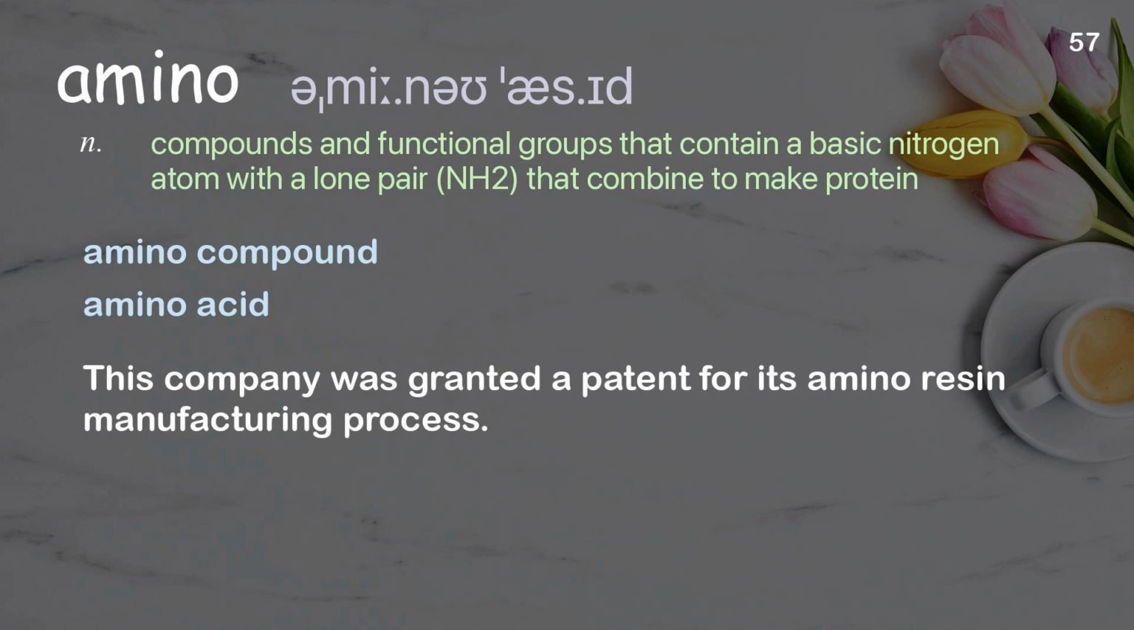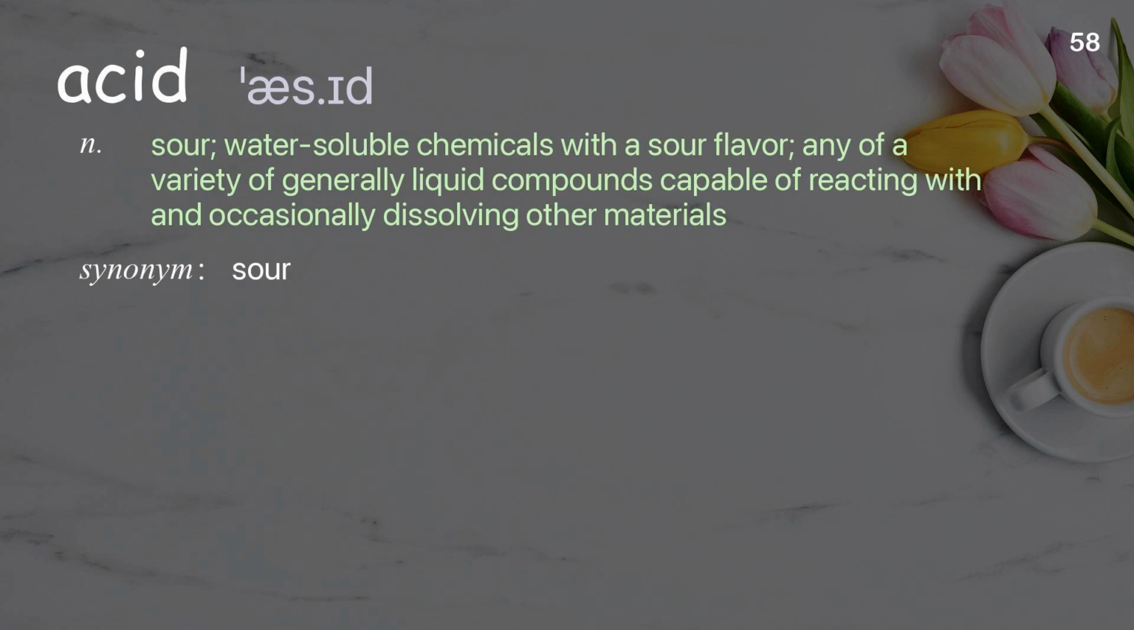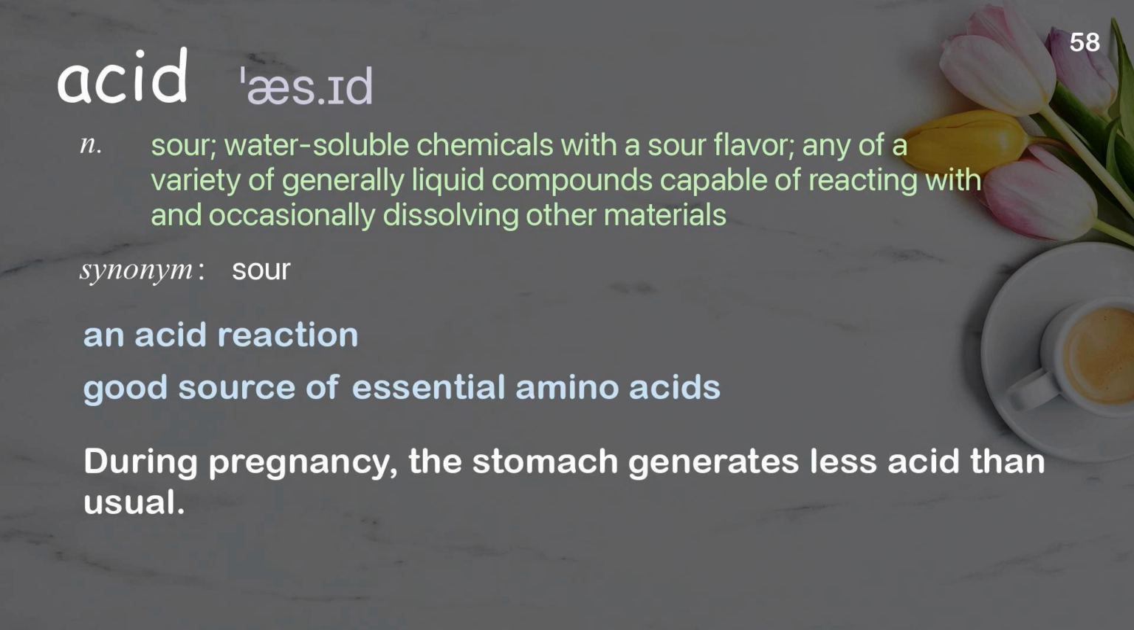Acid. Sour, water-soluble chemicals with a sour flavor, any of a variety of generally liquid compounds capable of reacting with and occasionally dissolving other materials. Examples: An acid reaction. Good source of essential amino acids. During pregnancy, the stomach generates less acid than usual.